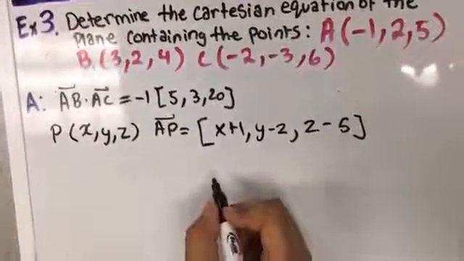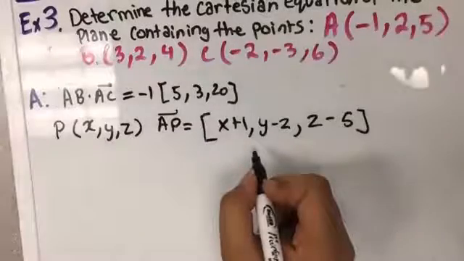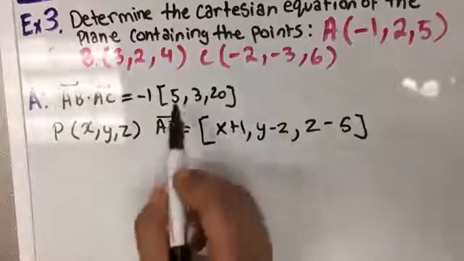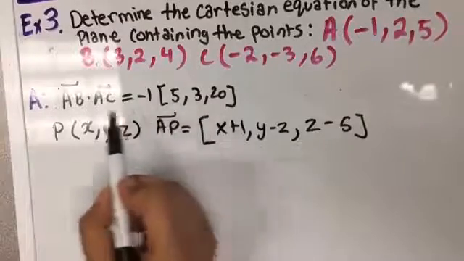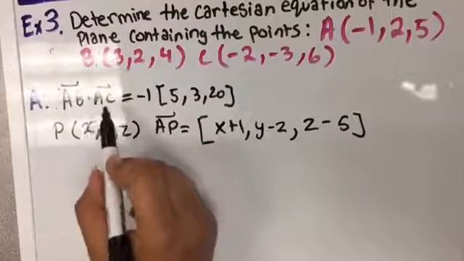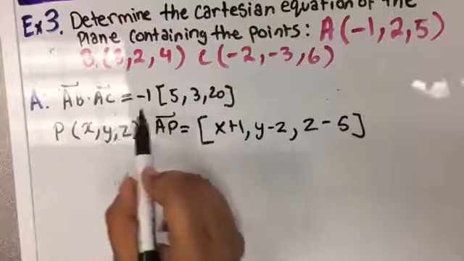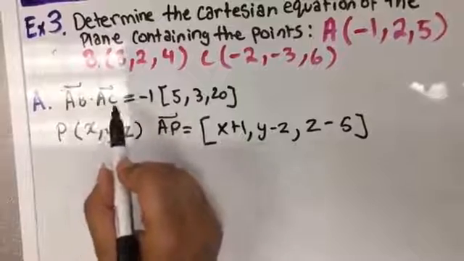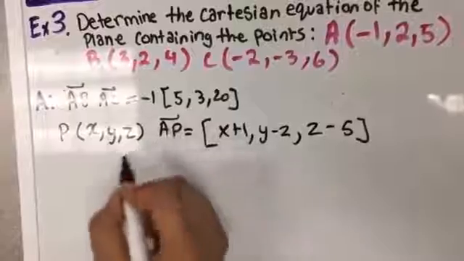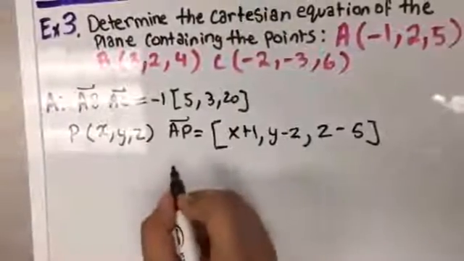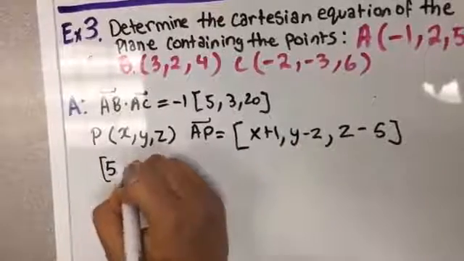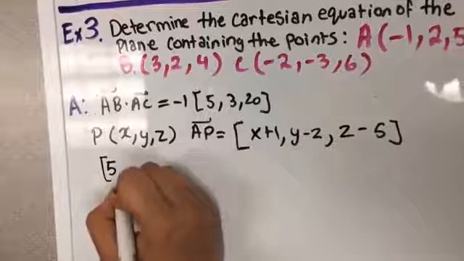So now that we've gotten AP, we can find the equation of the plane, because since a normal to the plane would be this vector right here, the cross product of AB and AC, the dot product of the cross product of AB and AC and the vector AP should be equal to 0. So this will let us find the final equation of the plane. So we would solve this by doing the dot product of both. So this is how you would solve it.